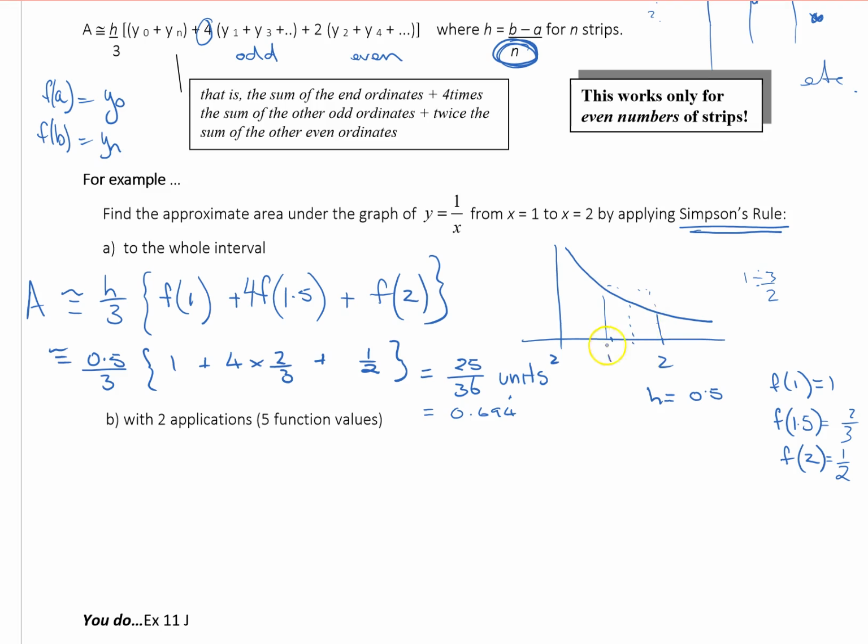If I took the whole area of 1 unit by 1 unit, it gives me 1 square unit, and I've got less than that. So 0.69 is a good approximation.